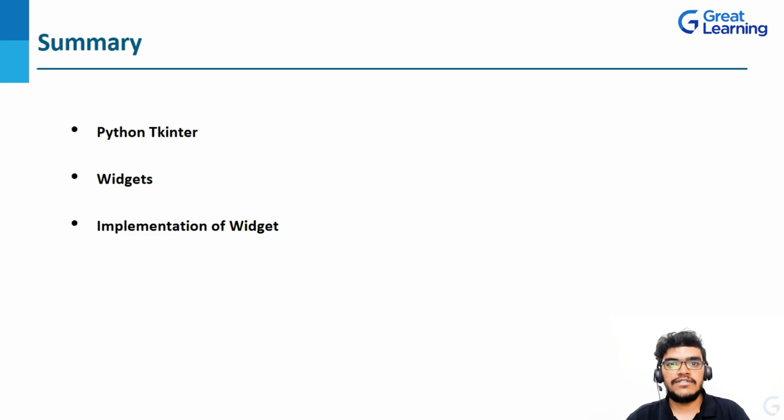After that, we have seen the widgets, right? So widgets are basically an element of GUI, right? And it represents buttons, frames, etc. And we have seen the practical implementation of various widgets such as check button, such as label, radio button, message box, and many more. So this is a summary of the course.